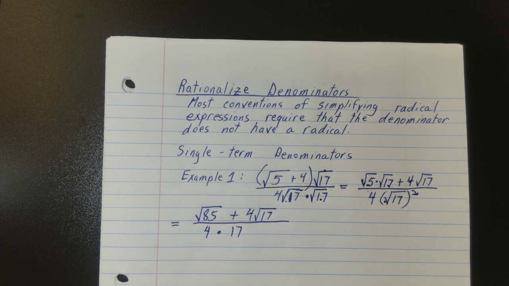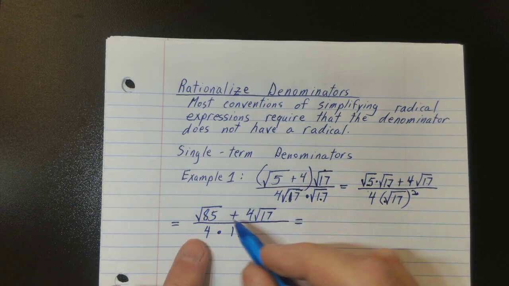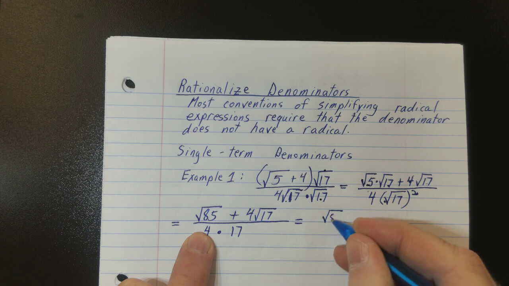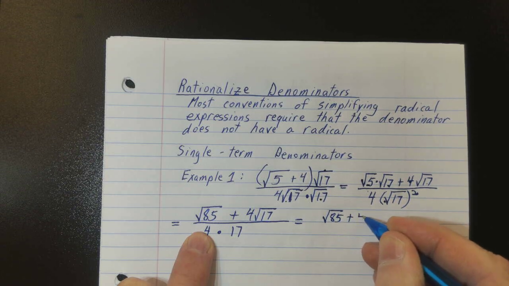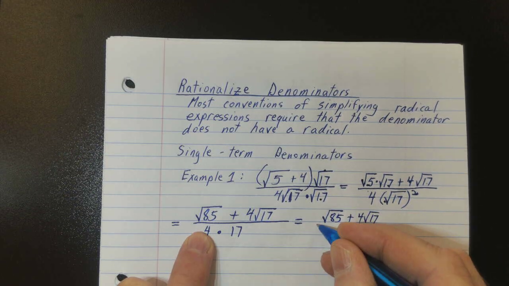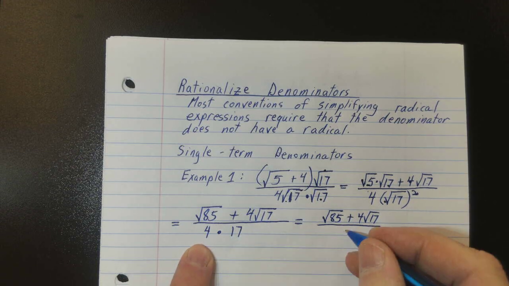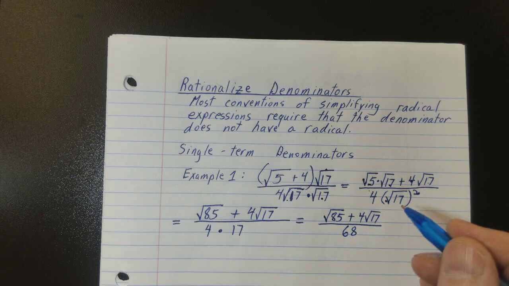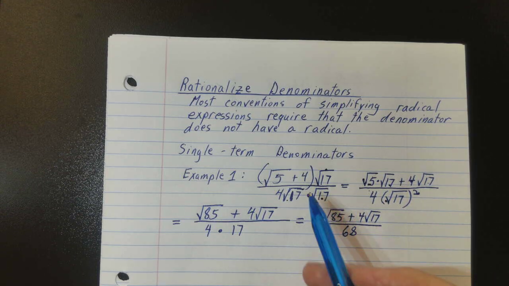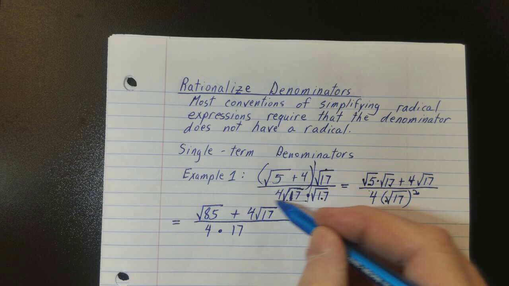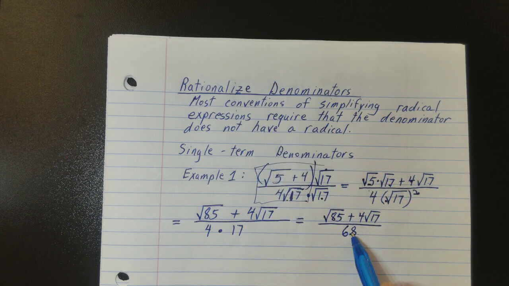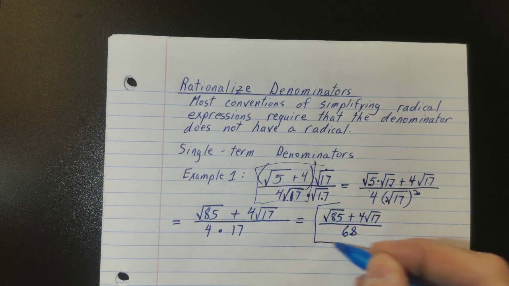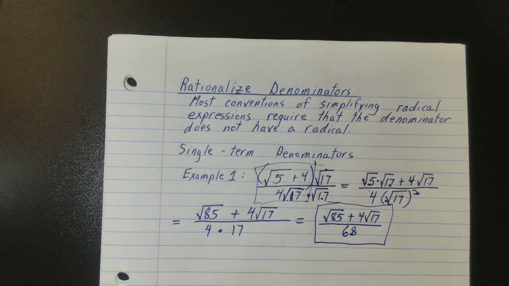the irrational part there. And to finish up, I'm going to take this numerator, square root of 85 plus 4 radical 17, and in my denominator I'm taking 4 times 17, and that is 68. And that is equivalent to where we started, but notice the denominator does not have a radical in it. We have rationalized the denominator. The denominator is a rational number instead of an irrational number.